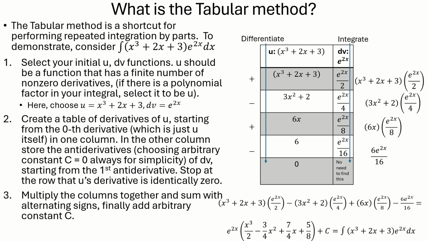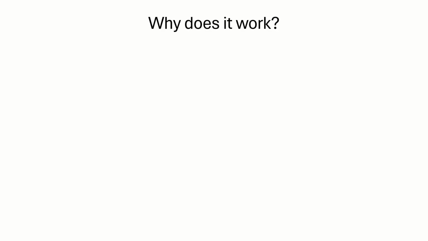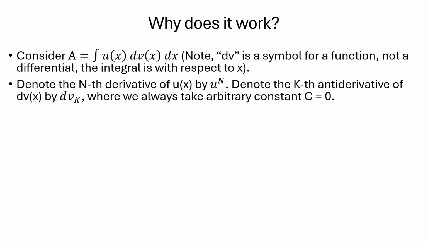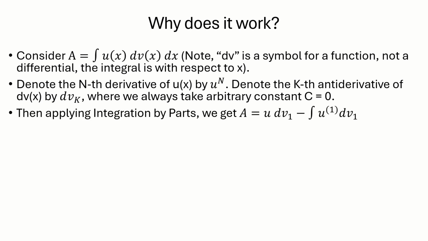To finish the video, let's think about why the tabular method works. Suppose we're trying to find the integral of u of x times dv of x dx. Denote the nth derivative of u of x by u superscript n, and denote the kth antiderivative of dv by dv sub k, where we always set the arbitrary constant equal to 0. If we apply integration by parts, we get that the value of our integral equals u dv sub 1 minus the integral of u1 dv sub 1.